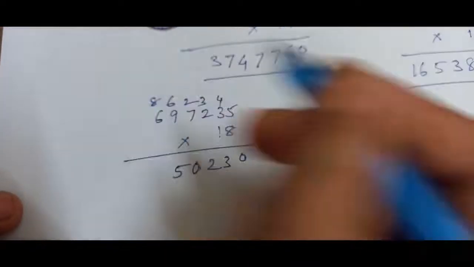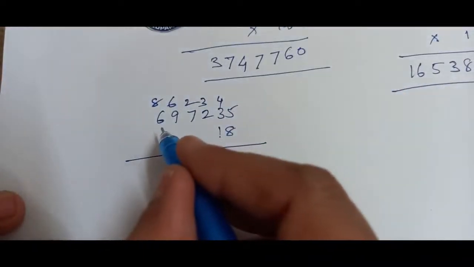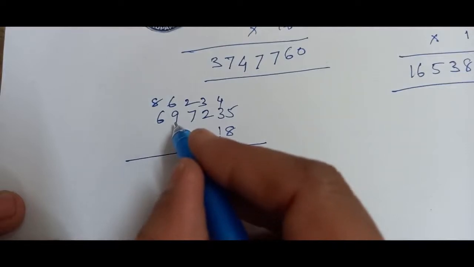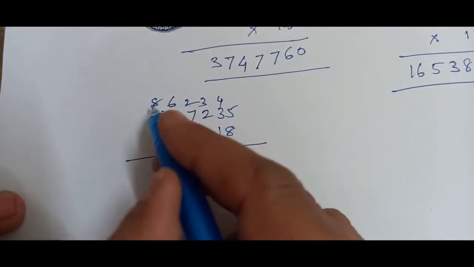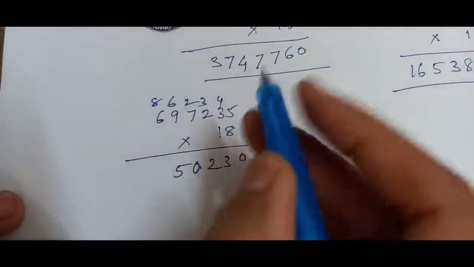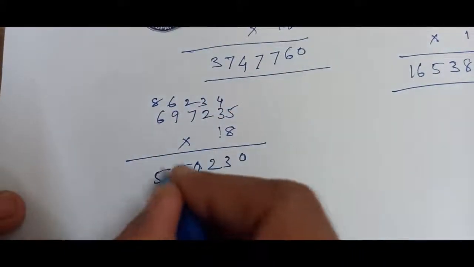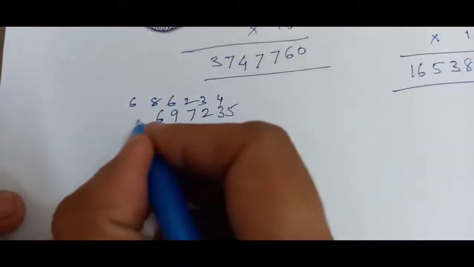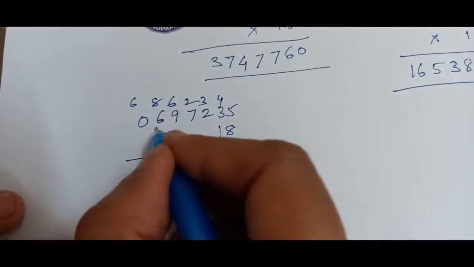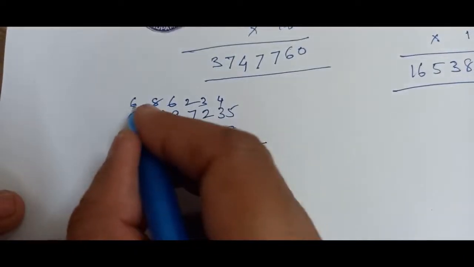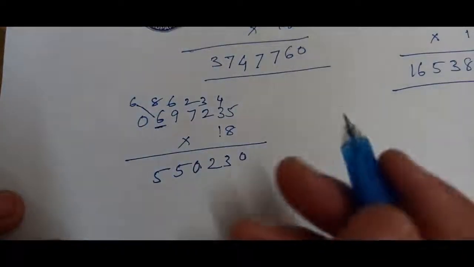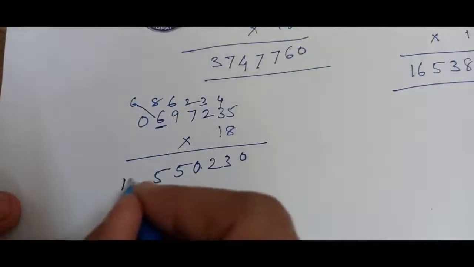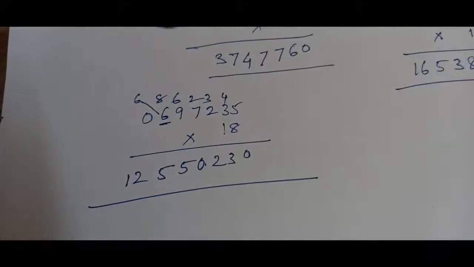8 9 is 72 plus 7 is 79, plus carry 6, 85. Write 5 here, 8 carry over here. 8 6 is 48 plus 9 is 57, plus this 8 carry, no? So how much? 65. Write 5 here, 6 carry over here. Assume 0 here, 8 0 is 0, so this plus 6 plus this carry number, 6 plus 6 becomes 12. So the answer is 12550230. Pick up the calculators and check whether I am doing correct or not.